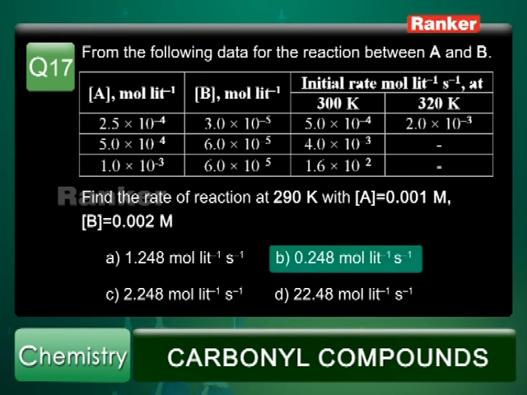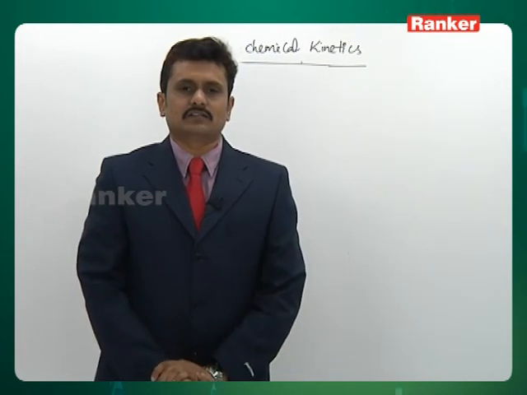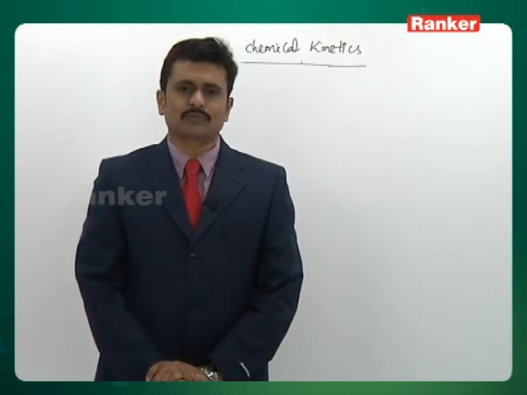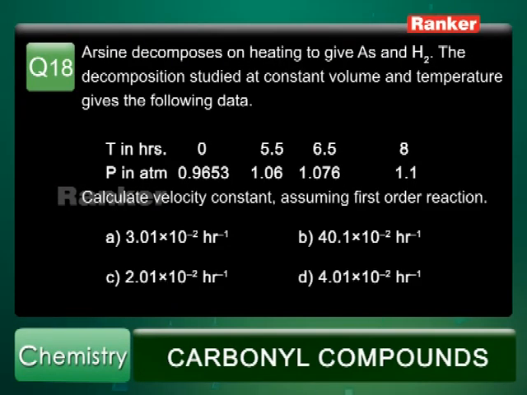We have arsine that decomposes on heating to arsenic and H2 gas. The decomposition is studied at constant volume and temperature, and the data is provided to us. And we have been asked to find the velocity constant assuming this reaction to be first order. So we can use one data or many which is provided to us to find the value of K, that is nothing but the velocity constant.